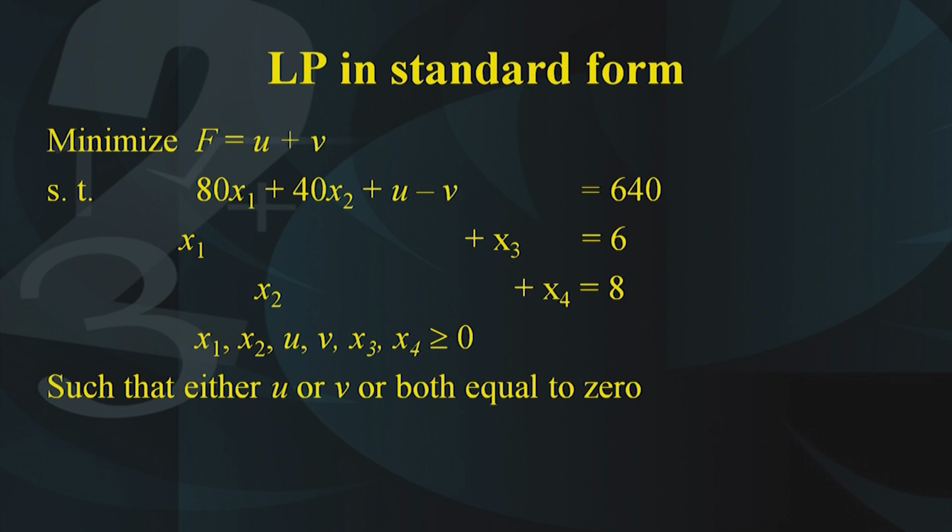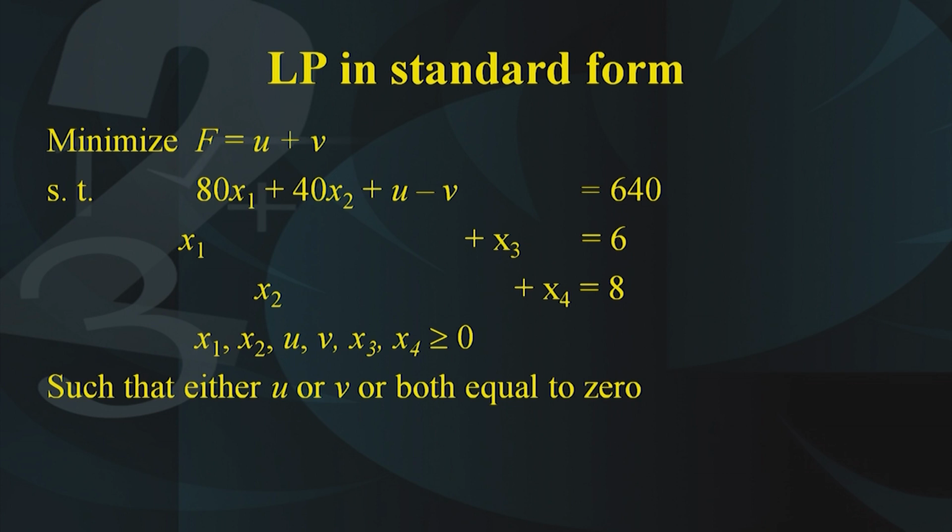So, in order to solve the problem, we first need to convert the problem into the standard form. Therefore, we need to add slack and surplus variables, and this is what the formulation looks like. Minimization of u plus v subject to 80x1 plus 40x2 plus u minus v equal to 640, and the second constraint becomes x1 plus x3 equal to 6.